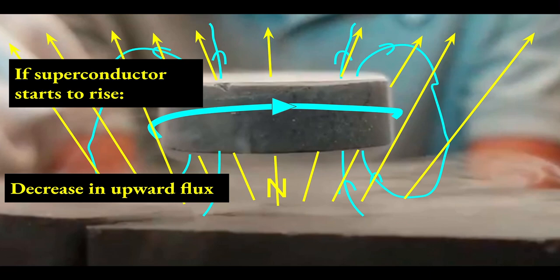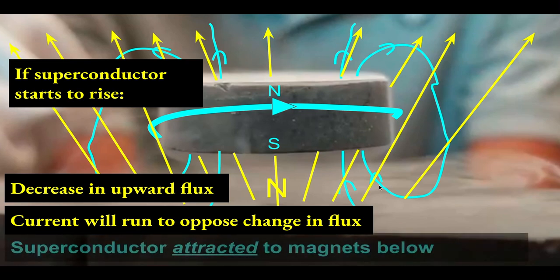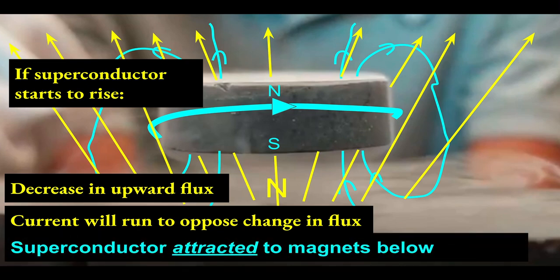Well, what that's going to do while that current is running is basically turn the superconductor into a magnet with a south pole oriented toward the bottom of the superconductor and a north pole toward the top. That will lead to a net attraction between the superconductor and the magnets below. And so that means that the superconductor, if it tries to rise, is just going to be attracted to the magnets below. So it therefore becomes dynamically balanced. If it tries to fall, the magnets below it will repel the superconductor. If it tries to rise, the magnets below will attract it. And so it ends up being held in place and can levitate.